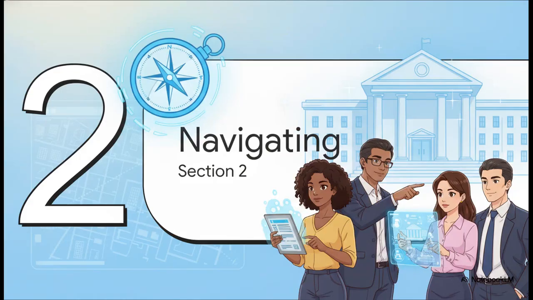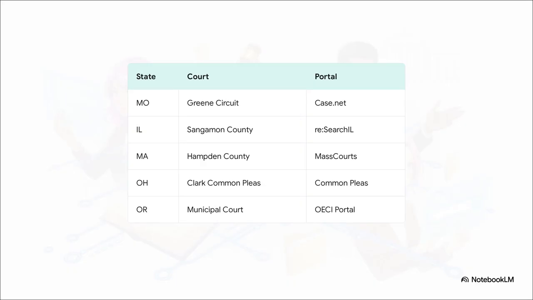Moving right along to part 2, navigating the Springfield courts. Now listen up, because this is where almost every beginner makes their very first mistake. You absolutely have to identify which Springfield you need. There isn't just one. Our sources highlight 5 distinct Springfield jurisdictions across the U.S.